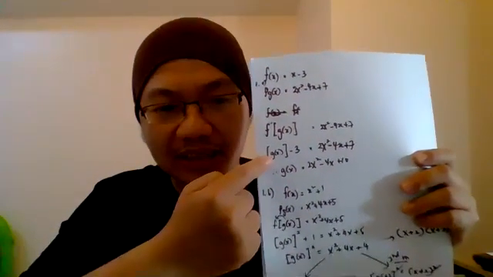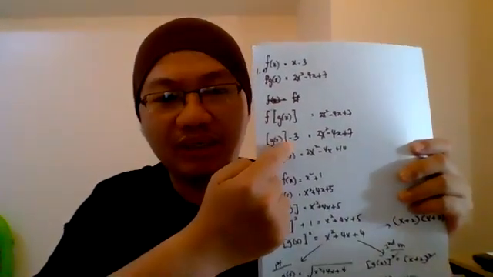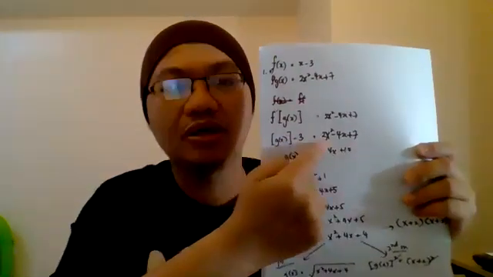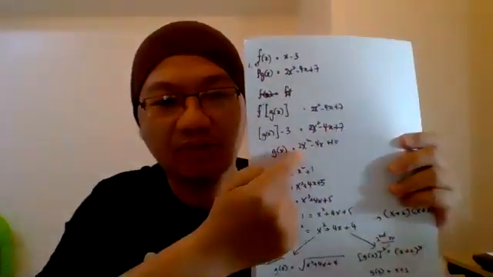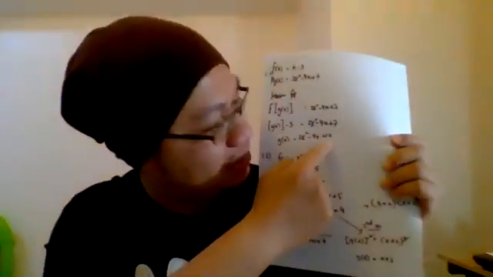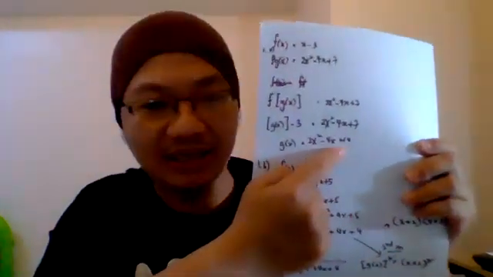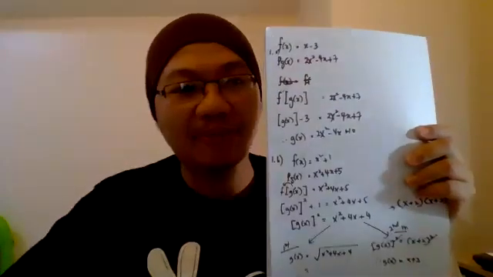Now, we want to find the gx. So what we need to do is move negative 3 to the right side so that gx equals 2x squared minus 4x plus 10. That is the end of the steps. So that is question number 1A.